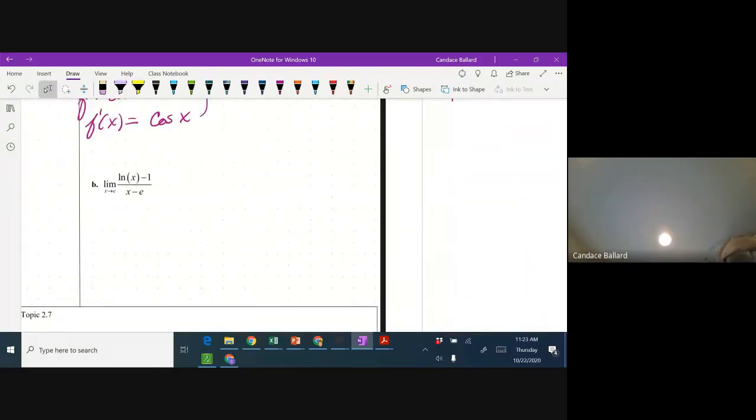So based on that, tell me in the chat, what is the function I am taking the derivative of? So looking at this guy here, what's the function I'm taking the derivative of? Don't take the derivative yet. Just tell me what function I'm taking the derivative of. All right, I've got a couple of votes for natural log of x.